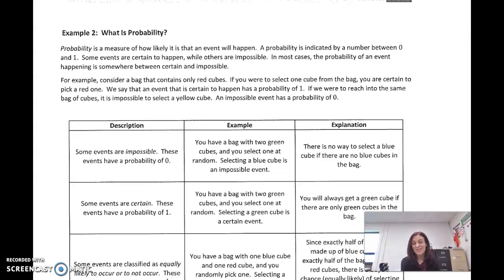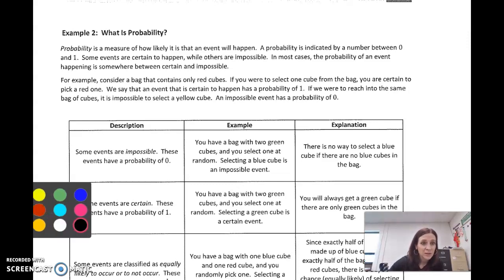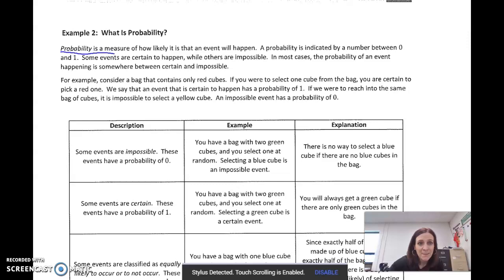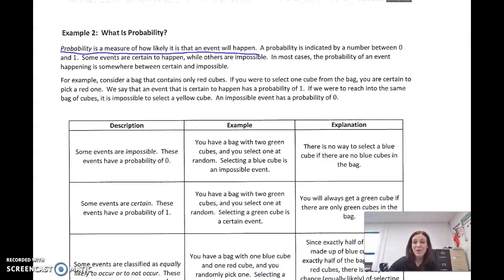All right, so remember lesson 1 is on chance experiments. What are the chances of something happening? So let's dive into probability. What is probability? So it says here, probability is a measure of how likely it is that an event will happen. How likely it is that the event is going to happen.